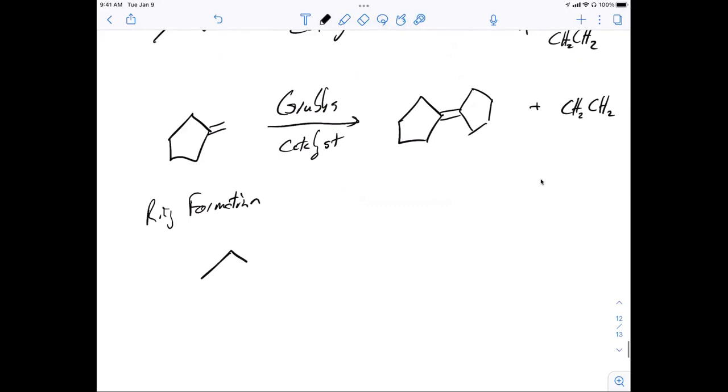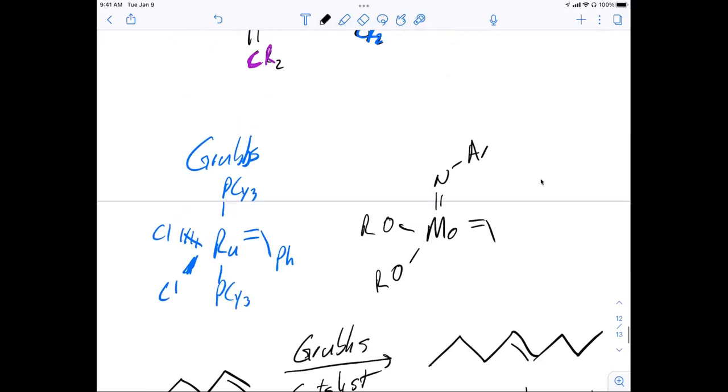Grubbs can also be used for ring formation. You have to set it up right, but if it's set up right, it'll work. Schrock catalyst.